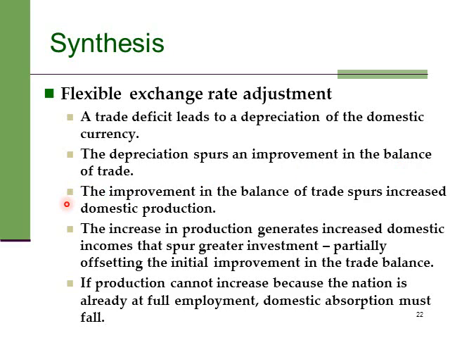The improvement in the balance of trade spurs increased domestic production. It's obvious, because all the exports must be produced locally. The increase in production generates increased domestic incomes. It's obvious. So the increase in local production raises the income of the people, and this generates larger investments. It's obvious, because part of the enlarged income goes to savings. These savings must have a counterpart in investments, in business investment. So, if production cannot increase because the nation is already fully employed, the domestic absorption must fall.